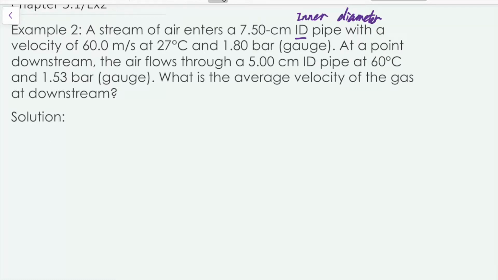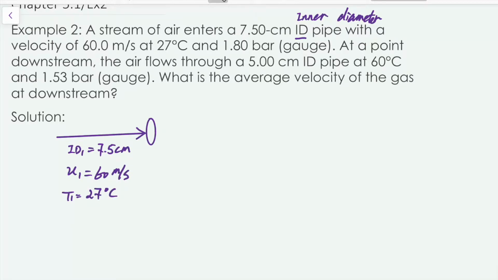Now, a stream of air enters a pipe, and the pipe ID1 is 7.5 centimeter. Velocity is, let's use U. Temperature 1 is 27, and pressure is, say, gauge pressure 1.8 bar.